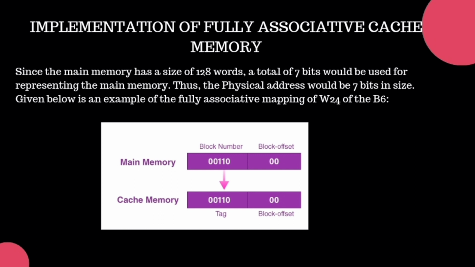We do not need to divide the block number into line number and tag. It is because in any cache line, any main memory block can come. Thus, the block number is our tag. A tag represents the block number as a 32 block main memory. Also, any block can come in a cache line. This is how a fully associative cache memory system works.